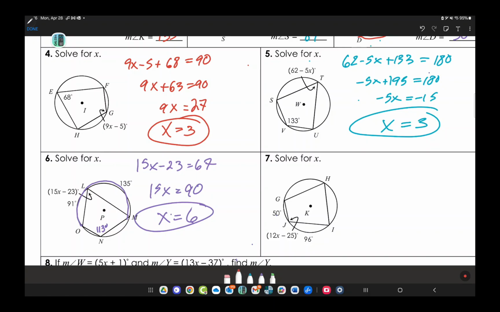Same setup for number 7. This arc here is 146, so half of that is 73. So 180 minus 73 is 107, and 12x minus 25 must equal that. Add 25, 12x equals 132, so x is 11.